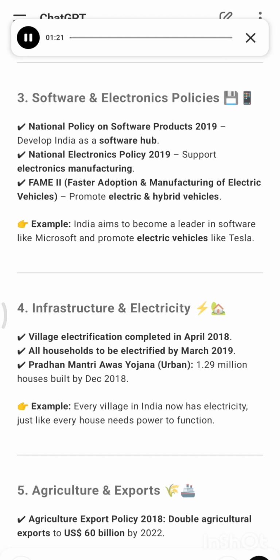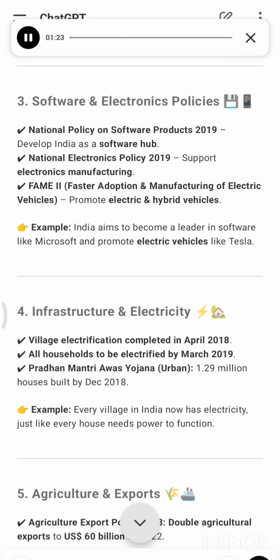3. Software and electronics policies. National Policy on Software Products 2019. Develop India as a software hub. National Electronics Policy 2019. Support electronics manufacturing. FAME 2. Faster adoption and manufacturing of electric vehicles. Promote electric and hybrid vehicles. Example: India aims to become a leader in software like Microsoft and promote electric vehicles like Tesla.